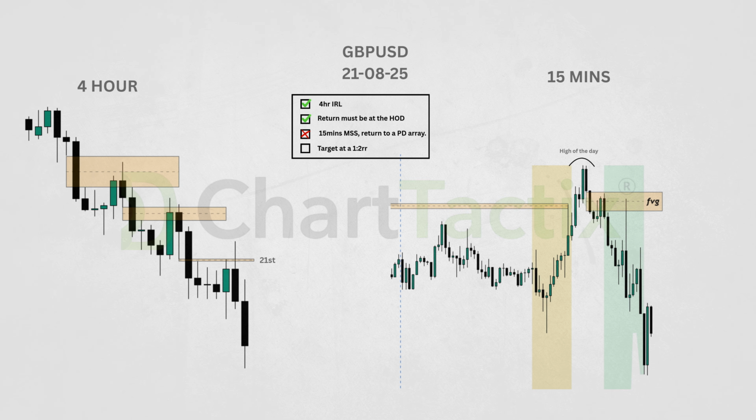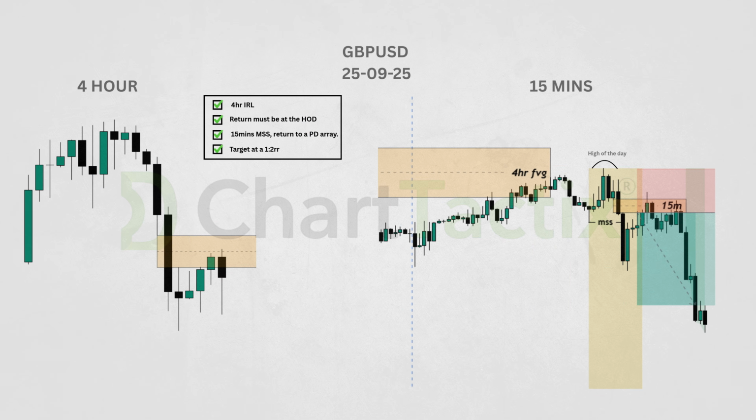Now, this is where discretion can come in. This checklist is a framework. You may find ways to refine entries further, but the structure keeps you disciplined. Even so, you can see how price respected this fair value gap and continued its bearish move.